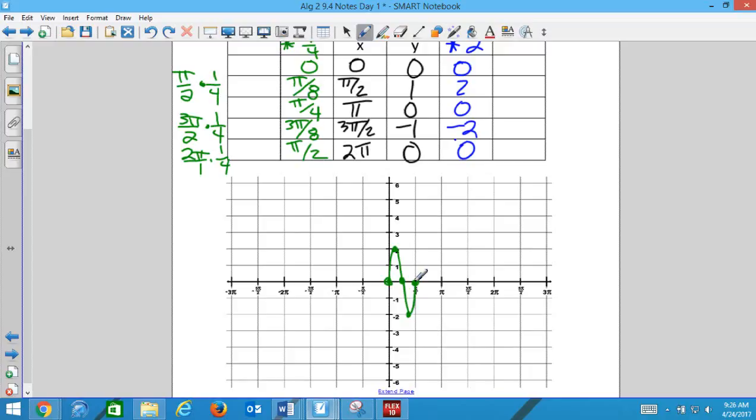So that's one cycle. Let's write our period while we're at it. What is one complete cycle? Pi over 2. So you could take 2 pi and you could divide it by 4. And you're going to get pi over 2 for your period. Our amplitude is 2. Okay, all you have to do now is continue the pattern.